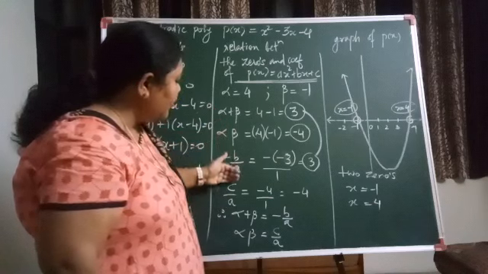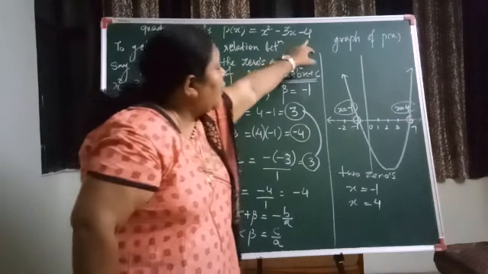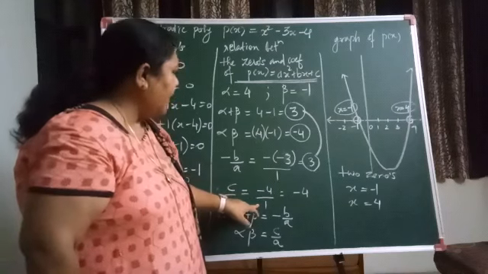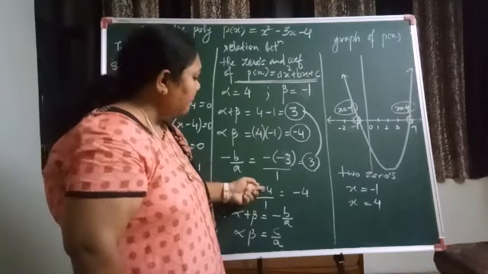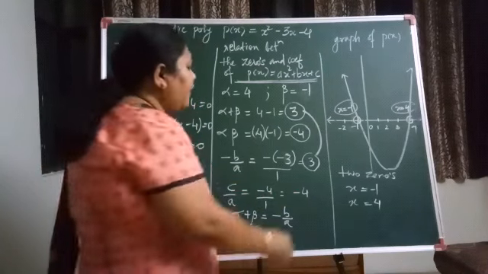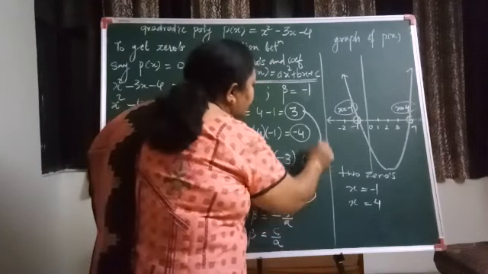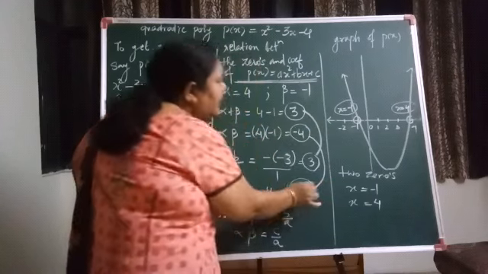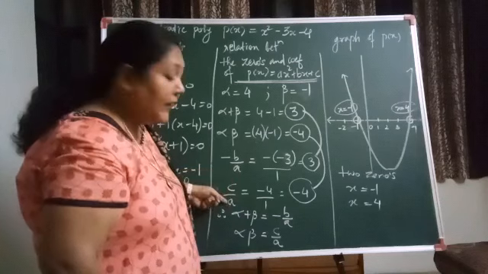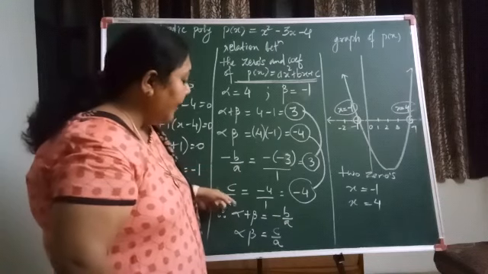Same way you go to c/a. c means the constant term, which is −4. So −4 upon a, and a is 1. −4 upon 1 is −4. And now again this answer −4, you connect it over here. So again you got the product of the zeros, and that is equal to the c/a ratio.